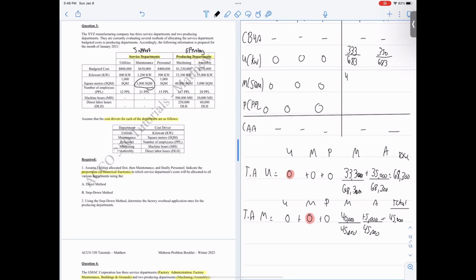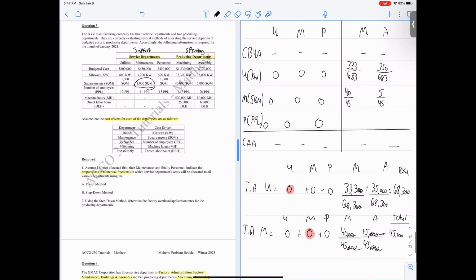But guys, this is not a math course. This is an accounting course. You could leave the proportions as is. Let's just simplify and put it 40 over 45, and then this one will be 5 over 45, because I knock off the zeros at the end. I'm not going to type into my calculator because I really don't care. Like I said, this is not a math course, it's an accounting course. Just put the proportions and you are good.